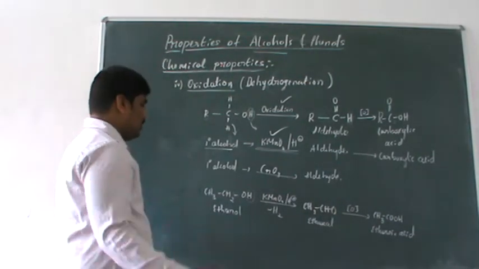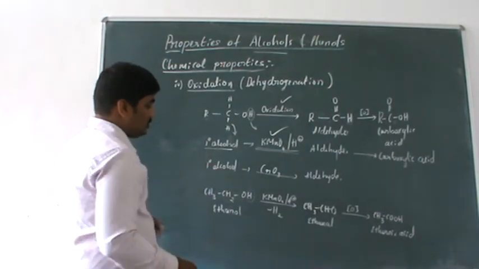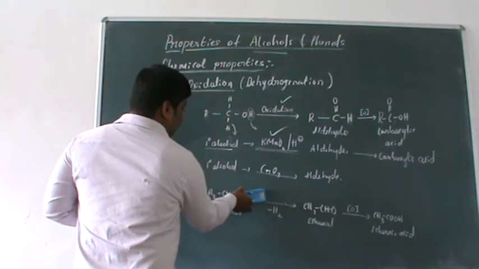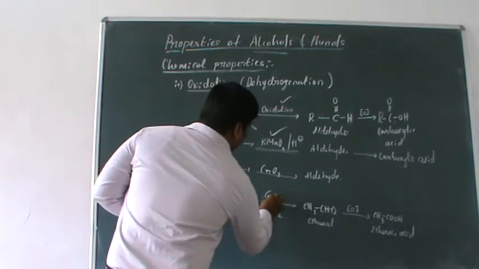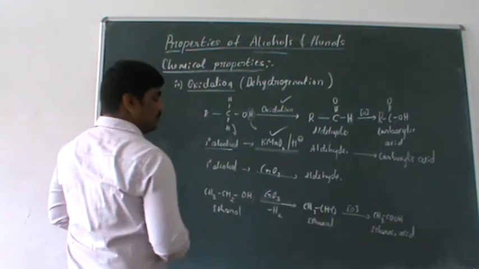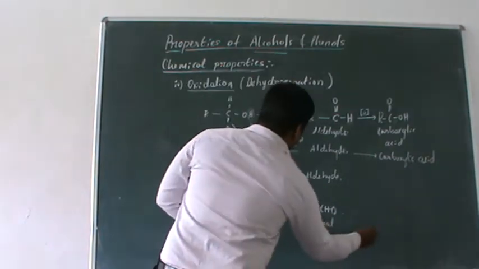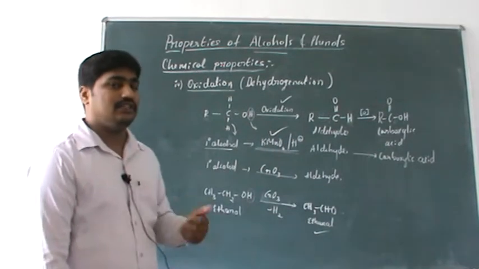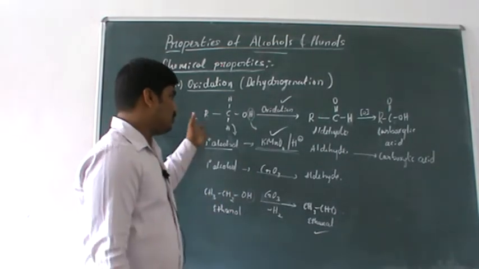Consider the next oxidizing agent. I just wrote the oxidizing agent here. Here I am using chromic anhydride. Then it produces only ethanal. Only ethanal. Again, oxidation does not take place. So this is the process of oxidation.